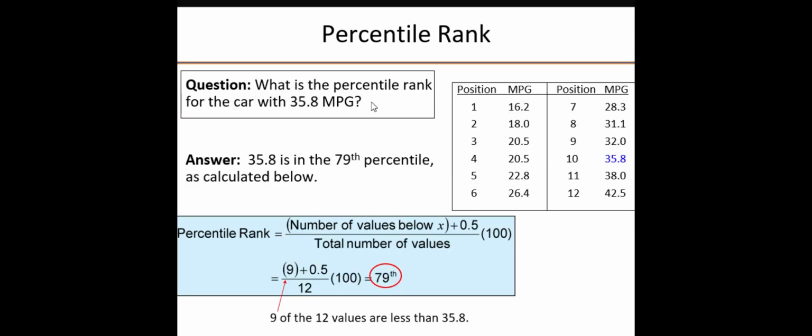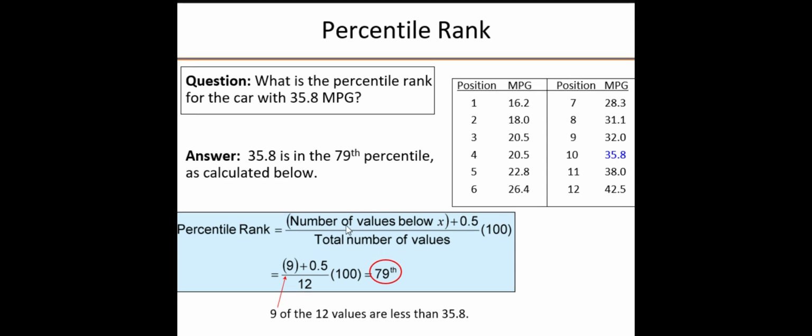In this case, we are reversing the question. The question here is, what is the percentile rank for the car with 35.8 mpg? The number of values below x is 9. We actually have 9 observations below this number. Plus half, which is part of the equation, divided by the total number, which is 12, times 100, and that gives us the number, not the percentage. We find this as 79%, which is the 79th percentile rank.